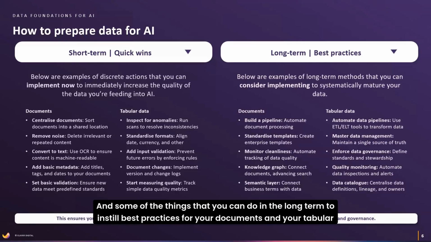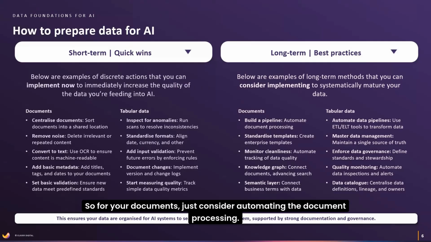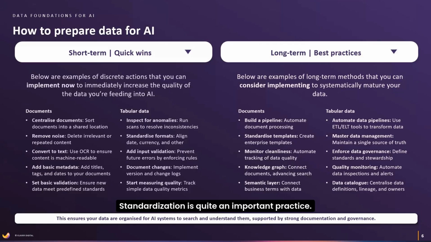And some of the things that you can do in the long term to instill best practices for your documents and your tabular data is automation of data pipelines. So for your documents, just consider automating the document processing, and for your tabular data, deploying ETL pipelines to automate transformation of data.